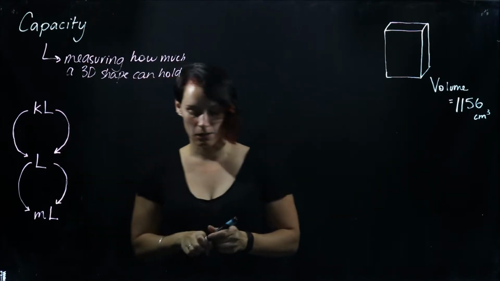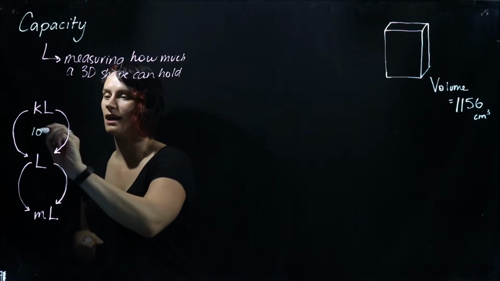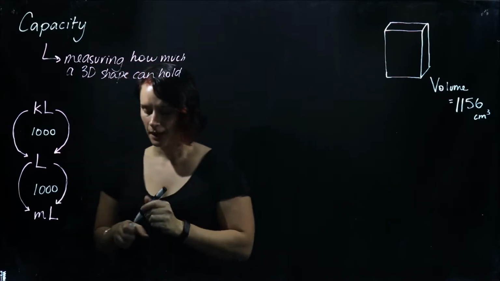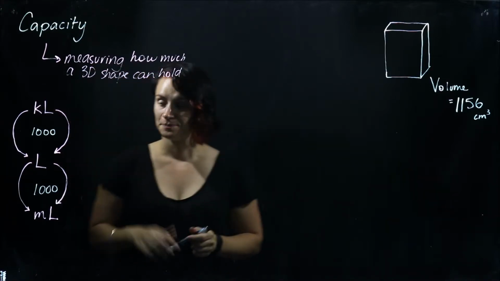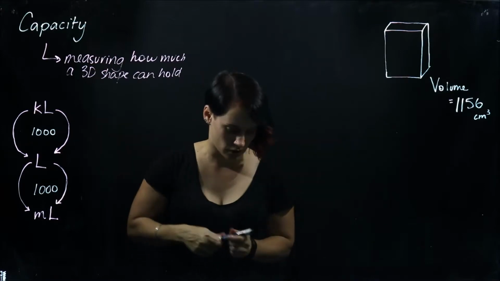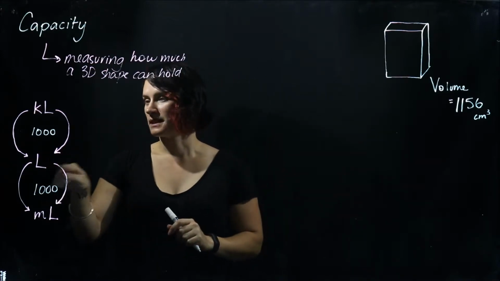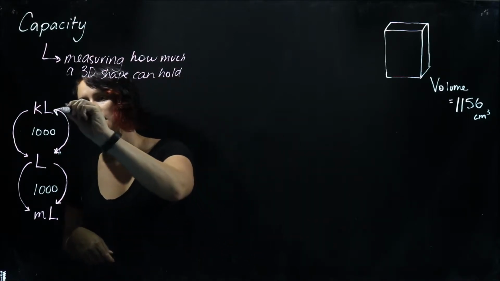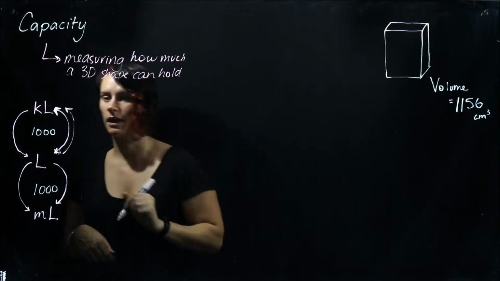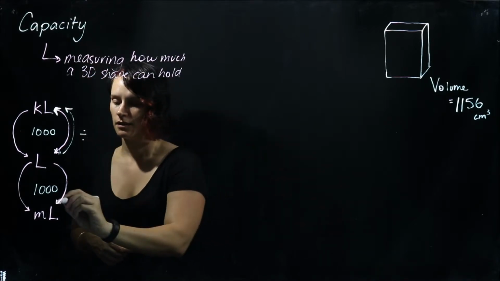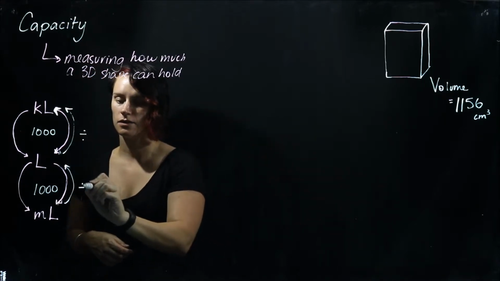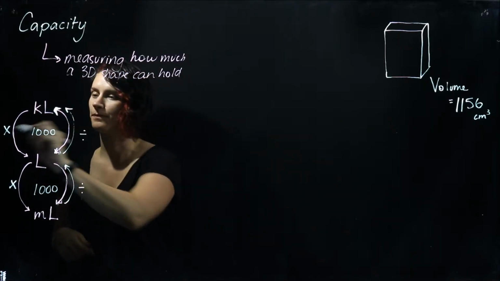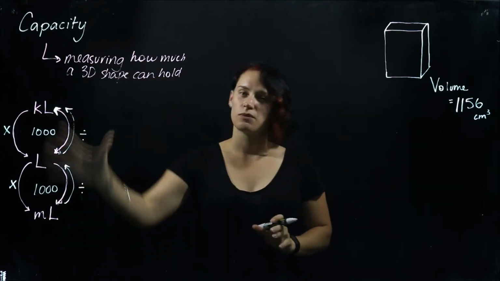Now, very conveniently, if we have to change between these ones, they are all a nice easy number. There are 1,000 millilitres in a litre, and there are 1,000 litres in a kilolitre. So it makes for an easy conversion. Remembering that if we are going from smaller units to bigger units, we are going to have to divide. If we are going from bigger units to smaller units, we times, okay?